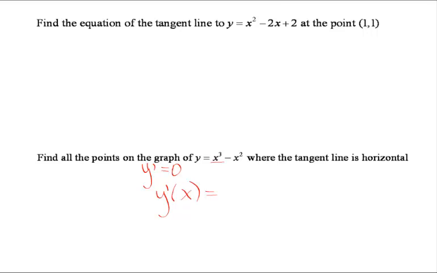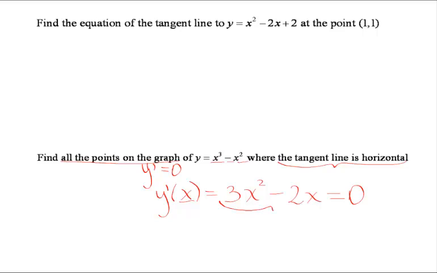The first term, power pops down front, reduce the power by 1. Copy down your minus sign, derivatives break up over addition and subtraction. And the next term is a power term. There's my derivative function for any x value. Now I don't need an x value to plug in here. They've told me I want to find all the points on the graph where my derivative equals 0.